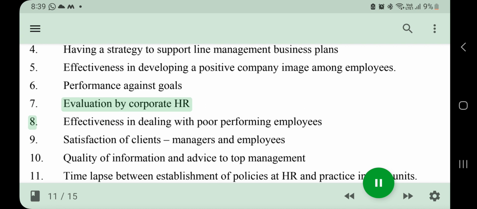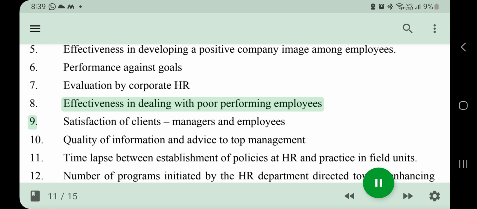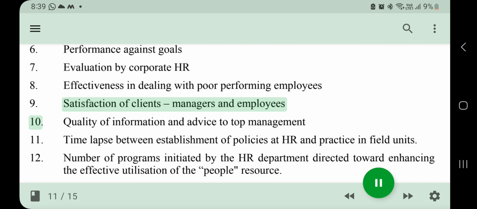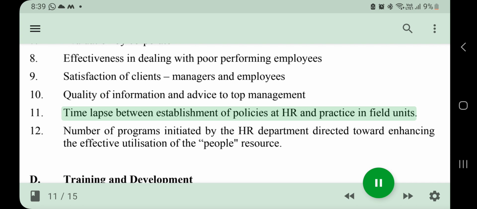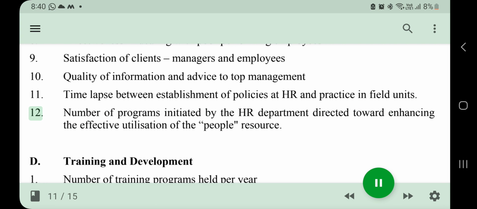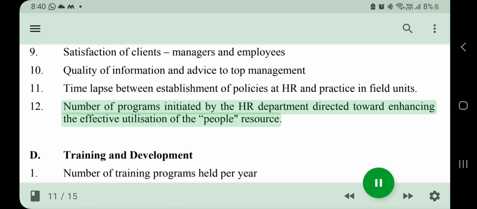Evaluation by corporate HR. 8. Effectiveness in dealing with poor performing employees. 9. Satisfaction of clients, managers and employees. 10. Quality of information and advice to top management. 11. Time lapse between establishment of policies at HR and practice in field units. 12. Number of programs initiated by the HR department directed toward enhancing the effective utilization of the people resource.